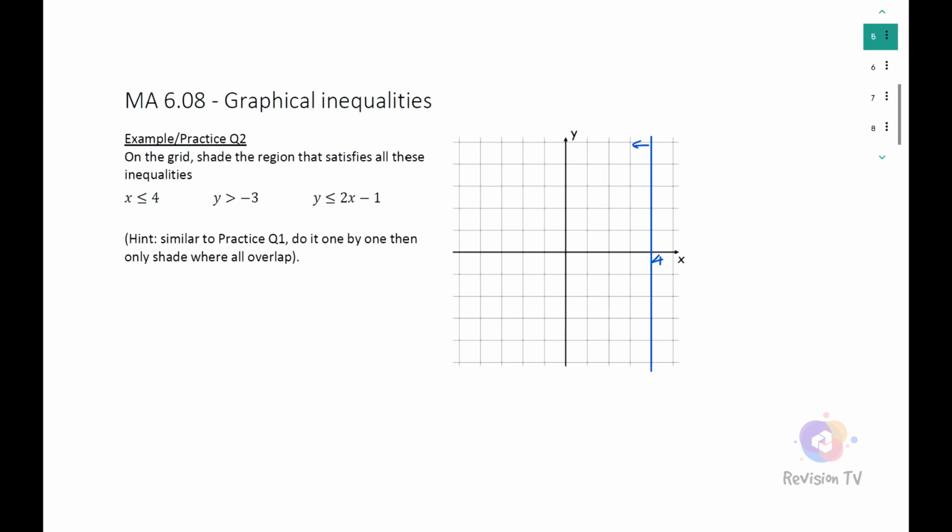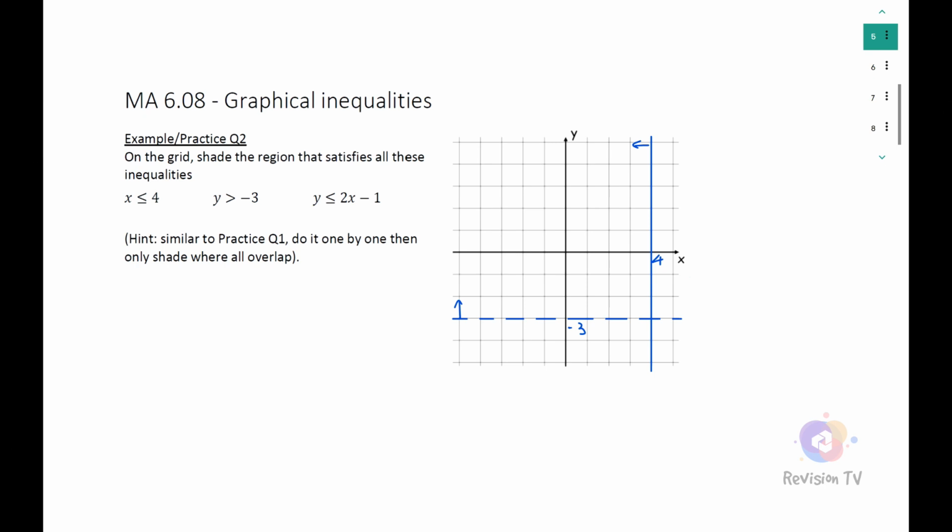We can draw a little arrow to remind us, so we're going to shade everything from the left side of this line. Next one, y greater than or equal to minus 3. So we're going to do minus 3 first, so in here, minus 3. But because it's a greater than, that means a dotted line. So that's minus 3 in here. Is that minus 1, minus 2, minus 3? Yes. Y greater than means we shade upwards. So in other words, from these two lines, we're now going to shade somewhere in here.